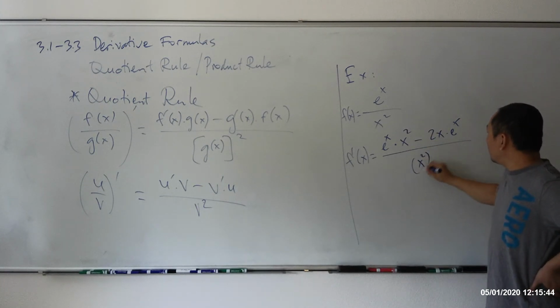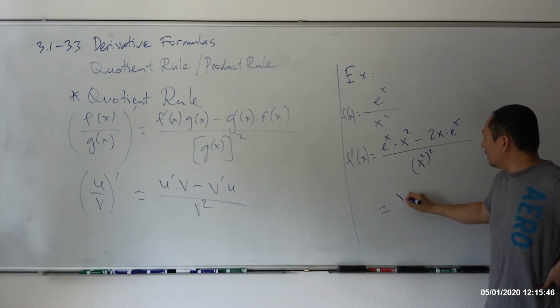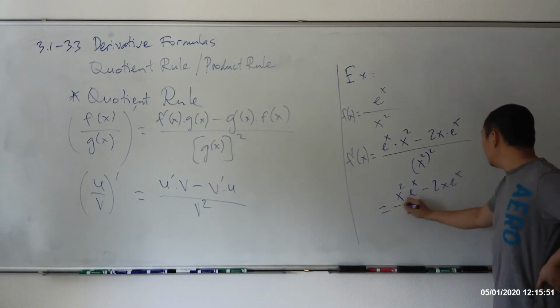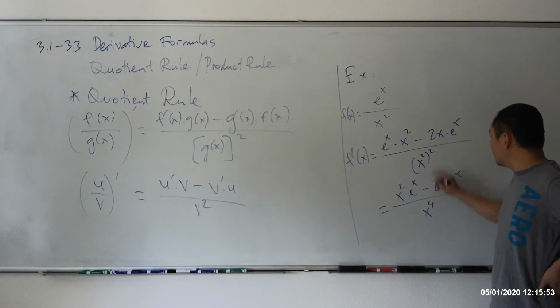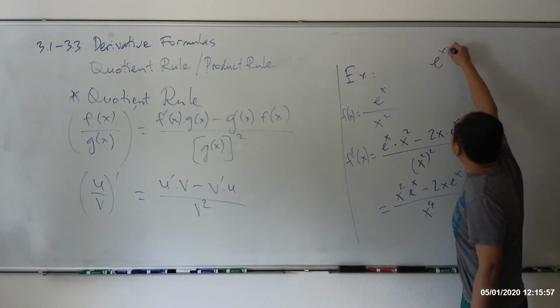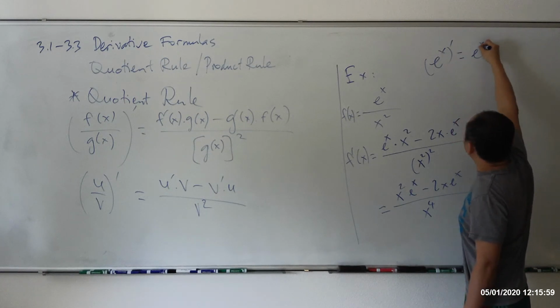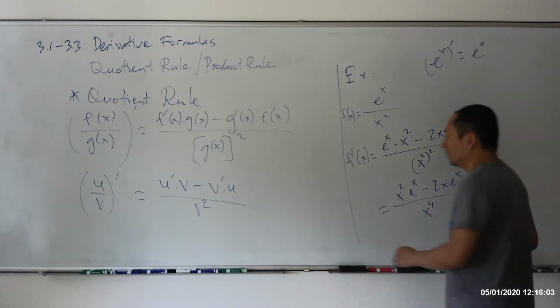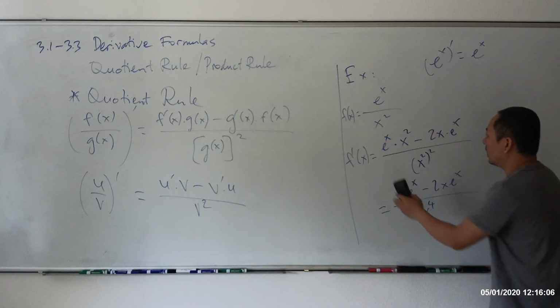X squared, everything squared, and you simplify, you get x squared e to the x minus 2x e to the x, everything divided by x to the 4. 2 times 2 is 4. Okay. Recall the formula from before: e to the x, the derivative is the same thing, e to the x, so we have this. Okay, try one more example.